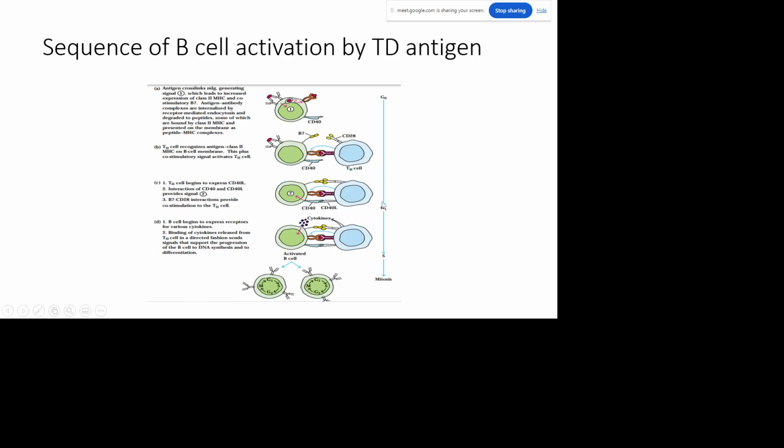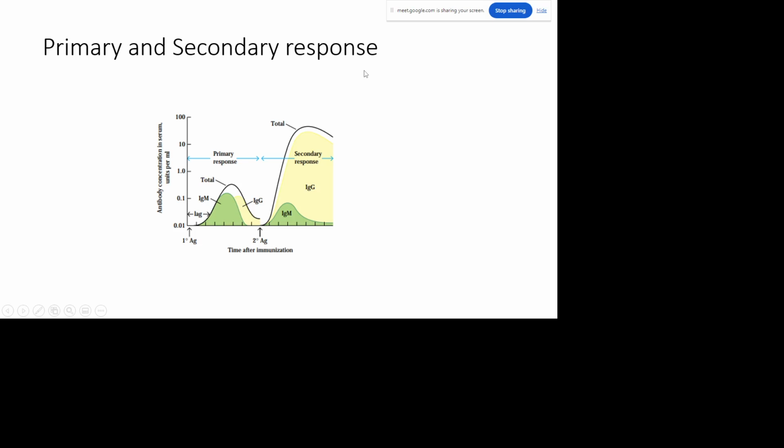So this is the way of activating the B cell by thymus dependent antigens. Now we'll talk about the primary and secondary response. When antigen is infecting for the first time, the cell will elicit some immune response. The first response is known as the primary response, where after the lag phase there will be a level of IgM, and later there will be a level of IgG, which is the yellow one.